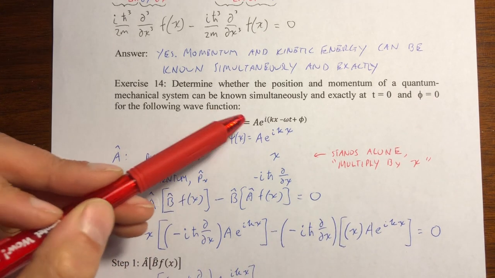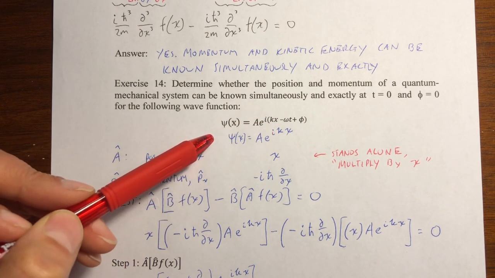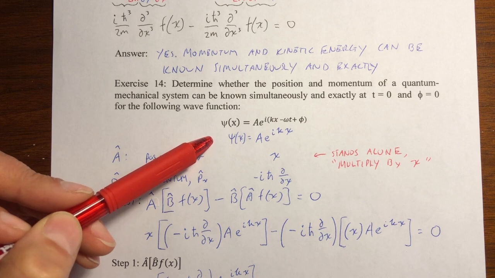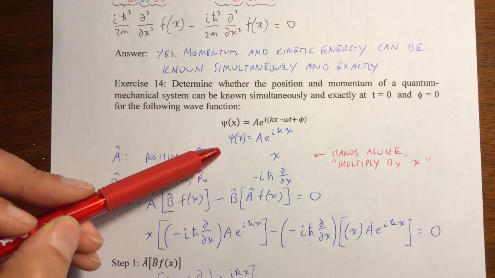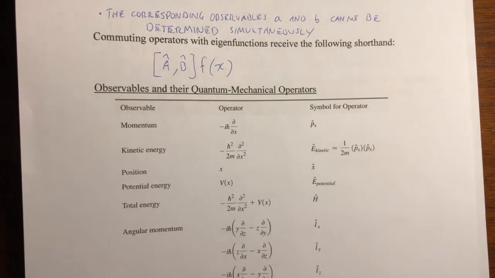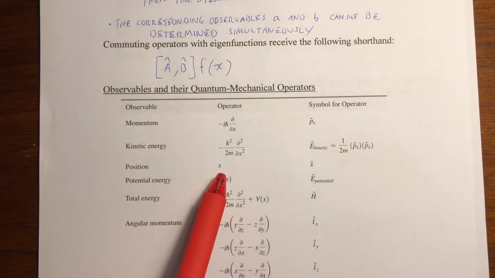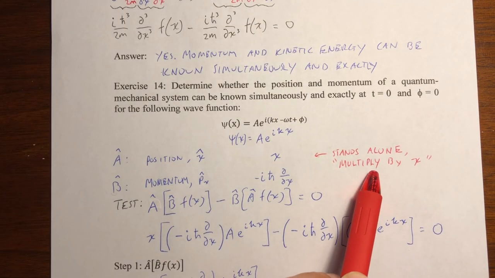Psi of x is equal to A times e raised to the power of i times the quantity kx minus omega t plus phi. Now, at time equal to 0 and phase angle equal to 0, our wave function simplifies to A times e raised to the i kx. Now, A is going to be our position operator, x. And for a position operator, x, our operator is x. And when you have a variable like that that stands alone, the operation is multiply by x.